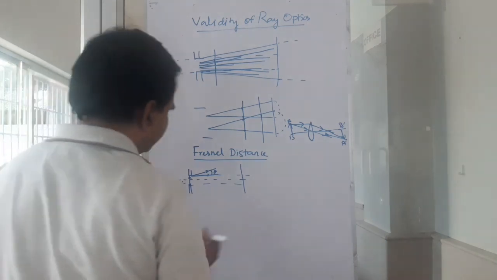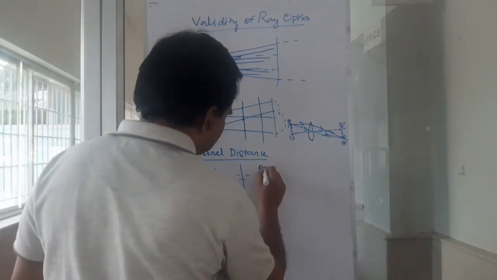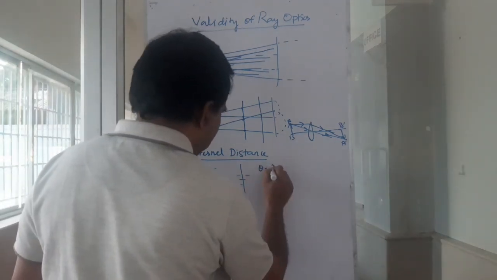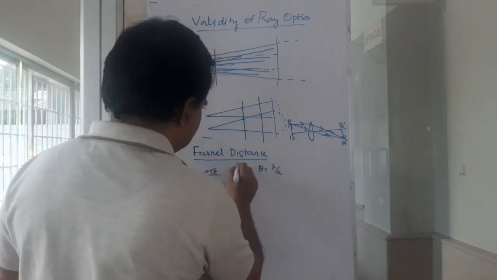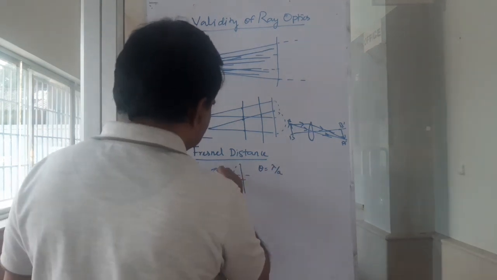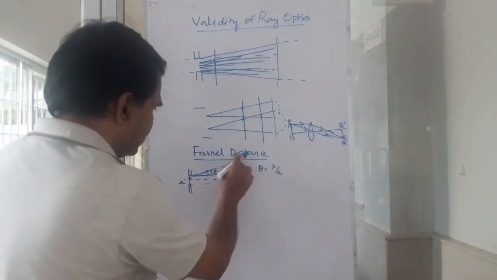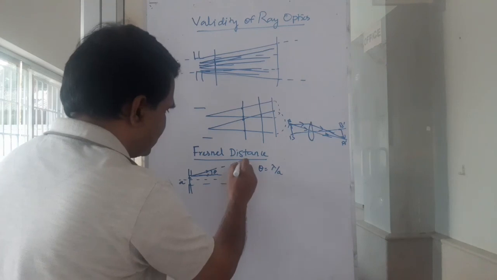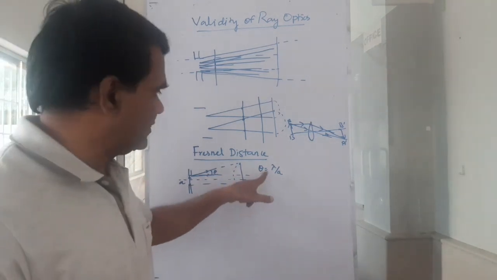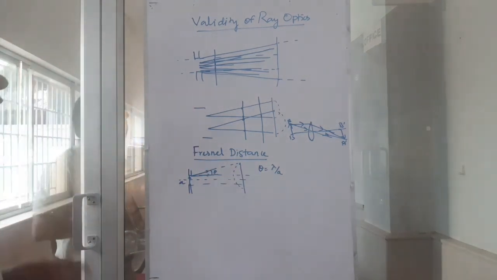So what do you know? Theta is equal to lambda by A for the maximum. This is the minimum, so that is a condition, right? So this is where the maximum ends. So that is the theta you are taking. Theta is equal to lambda by A.